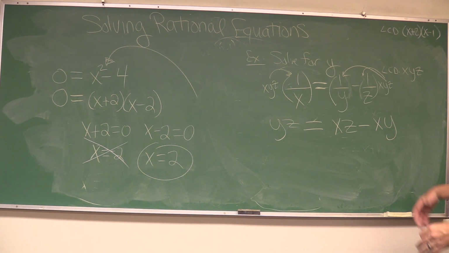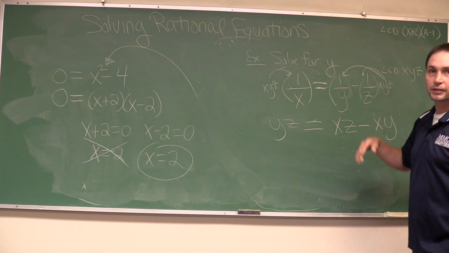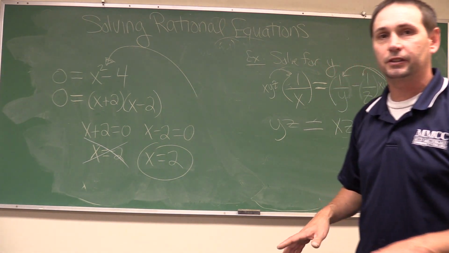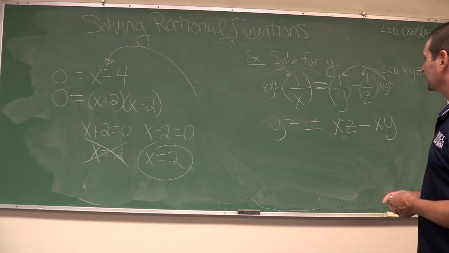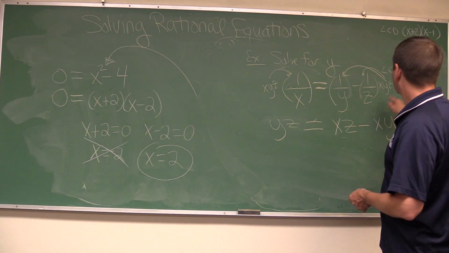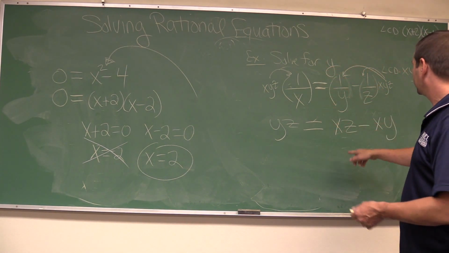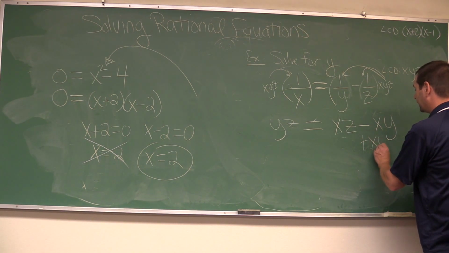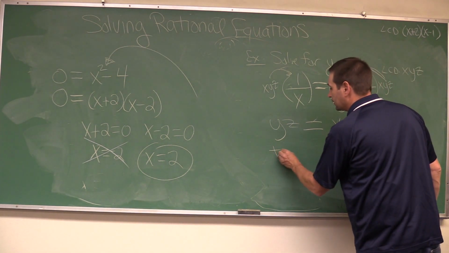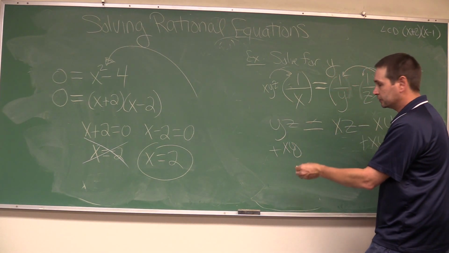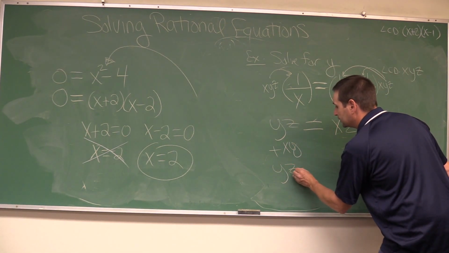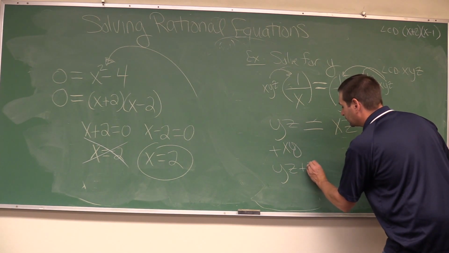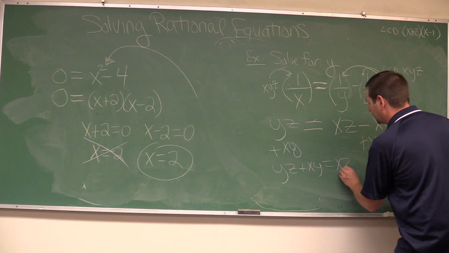All right, so the fractions are gone. Whenever you identify the LCD and you multiply by the LCD, fractions are gone. Now the deal is, I need to solve for the variable they asked me to, y. There's 2 terms with y in it, so get those all on one side. I'm going to add xy to both sides then. Get my y's all together on one side. So now I have yz plus xy equals xz.